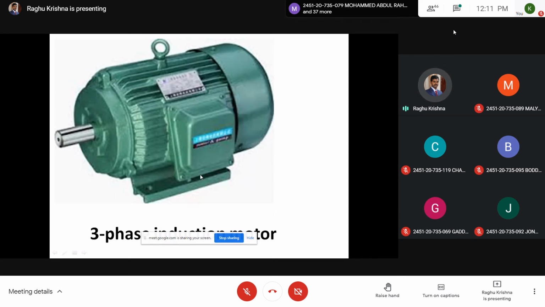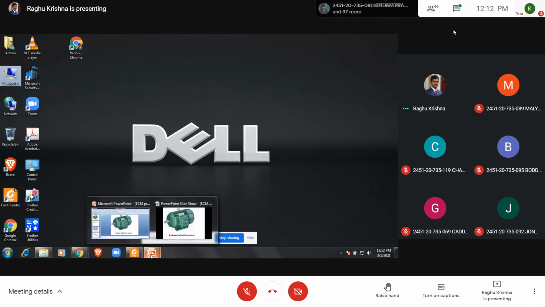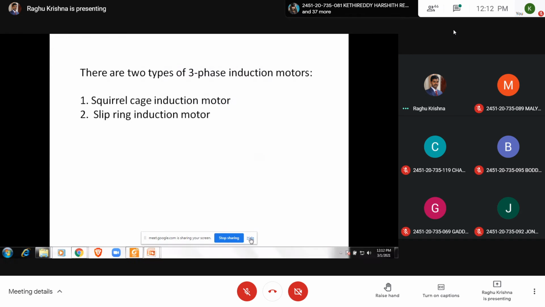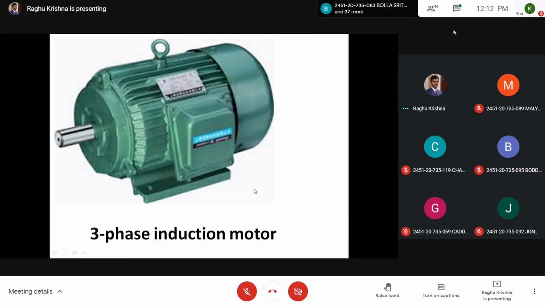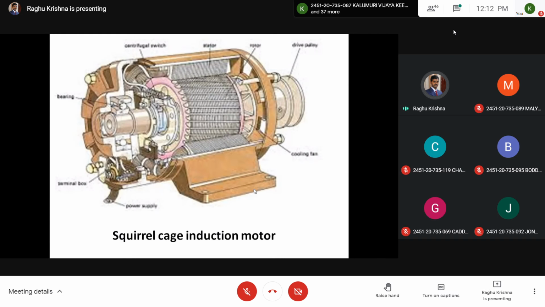So just have a fast revision of this three-phase induction motor. There are two types: squirrel cage induction motor and slip ring induction motor. You can see here this is a squirrel cage induction motor.